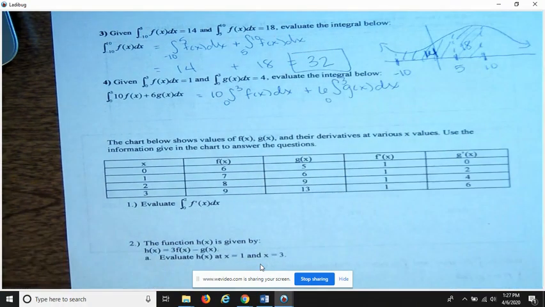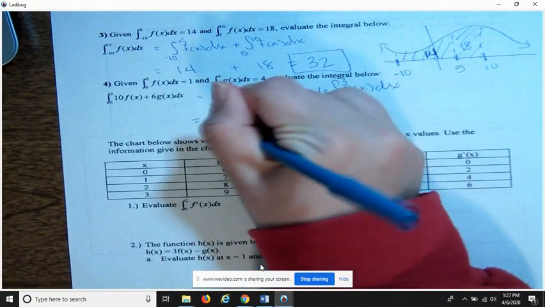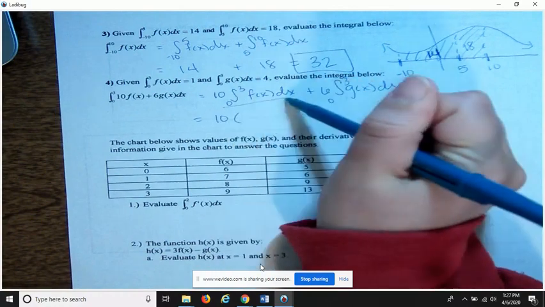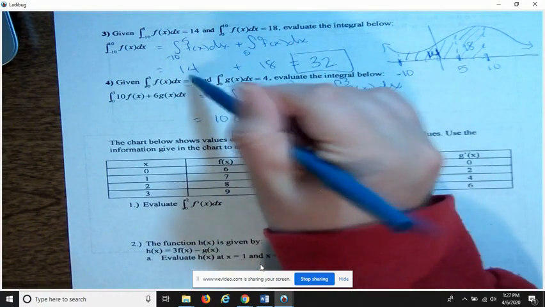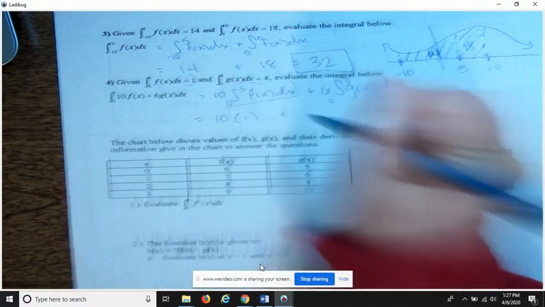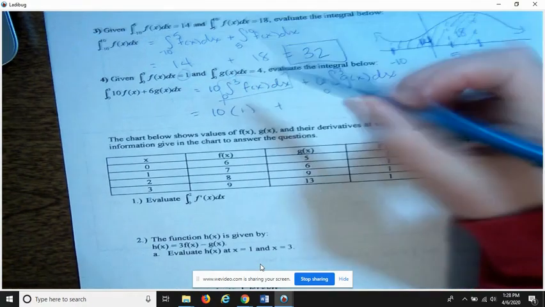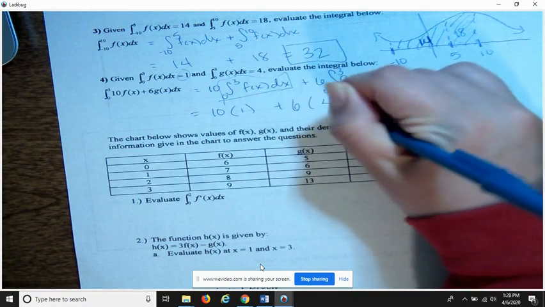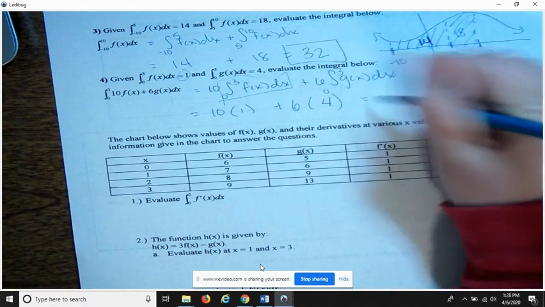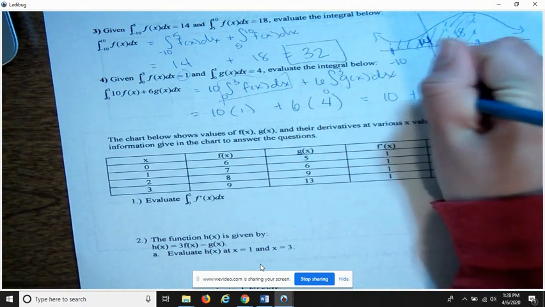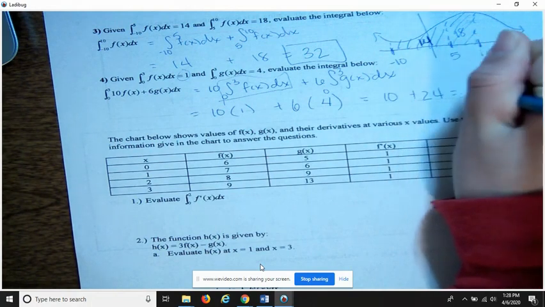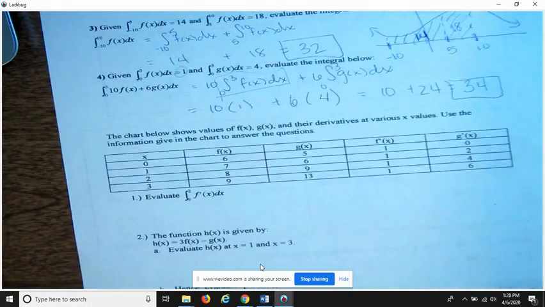and then we can substitute. We know this integral right here is 1, so we can put a 1 right there instead of the integral. We know that this integral right here is 4, so we can add 6 and then replace that integral with a 4, and so we get 10 plus 24, which is 34. Okay, and that should be your final answer. Hopefully that made sense to you.